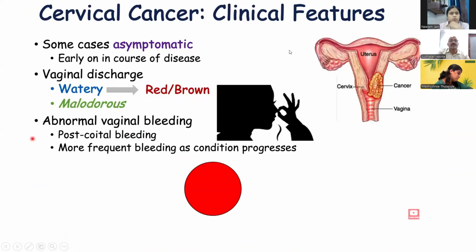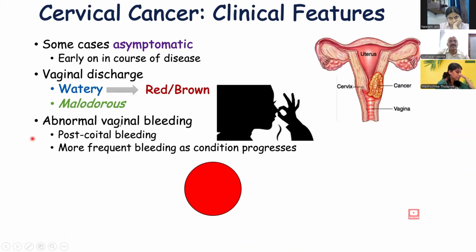What are the clinical features of cervical carcinoma? Some cases are asymptomatic, but in the starting stage, there is a vaginal discharge. It is called a white discharge, leukorrhea, but it is a very foul-smelling white discharge initially. Then there is bleeding per vagina, a red discharge from the vagina. Following sex, there is bleeding, and also there is pain during sex.